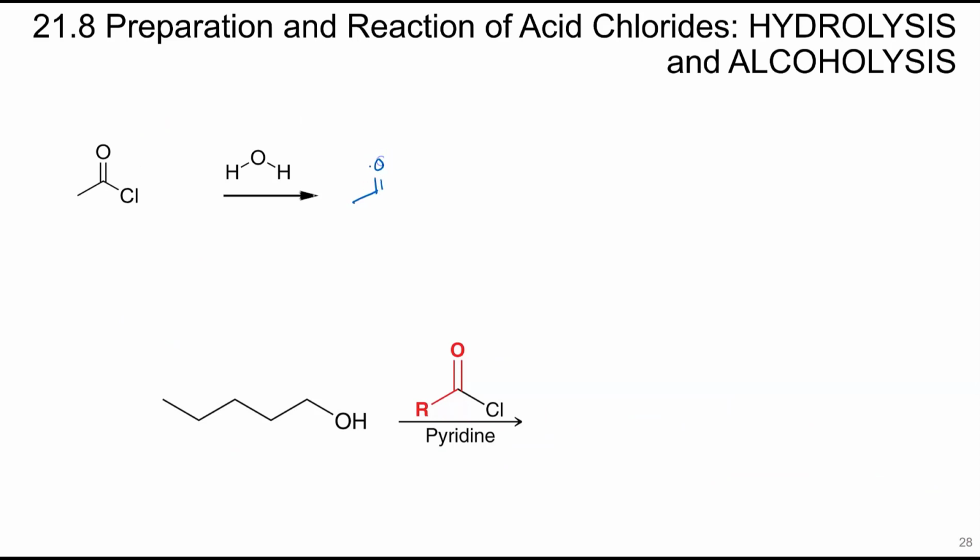Reactions that we can do with acid chlorides include hydrolysis. We add water to that, we'll get a carboxylic acid. If we add an alcohol to this, we form an ester. This will act as the nucleophile, electrophile. Here's my leaving group, and you'll form the ester.